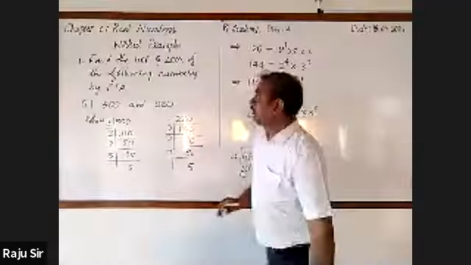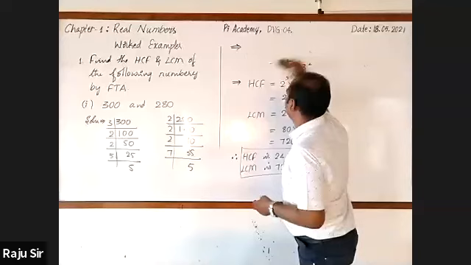2 square, 5 cube, 3 cube, 5 square, 5 into 7. Once your writing is over, now you will observe the board. Sir, HCF is 20 and LCM is 4200. Yes, you are right.